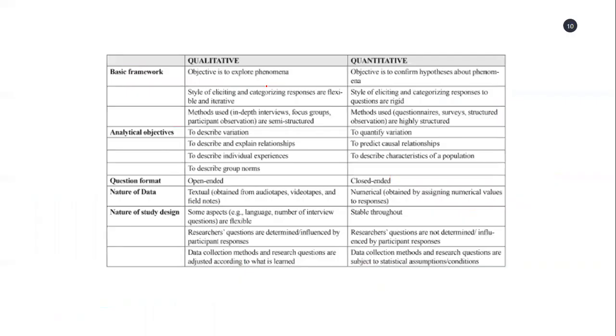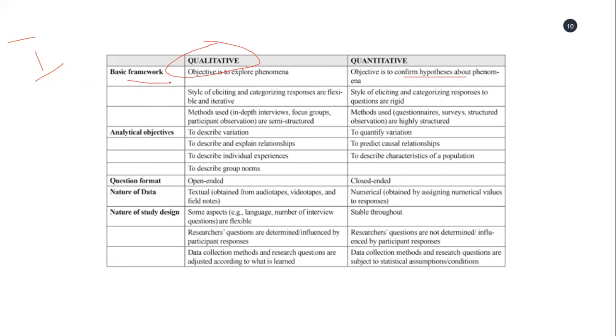Then we have to study certain types of research, but before that, let us understand the few basic types of research, starting with qualitative and quantitative. When we talk about qualitative research, its objective is to explore a phenomenon or a process, whereas quantitative research's objective is to confirm the hypothesis.